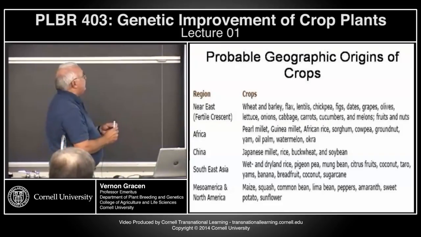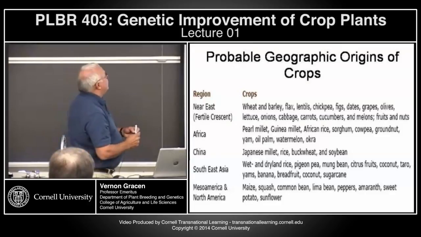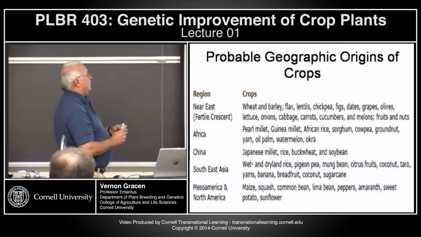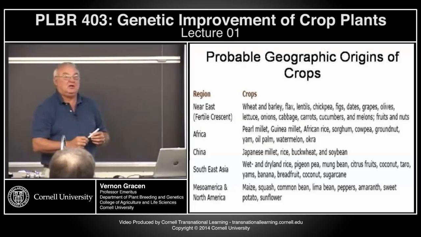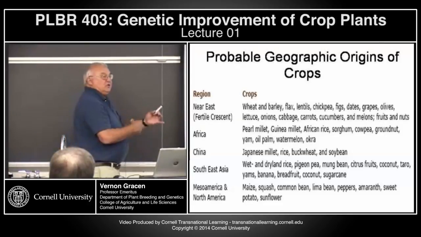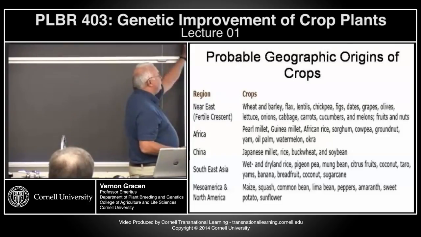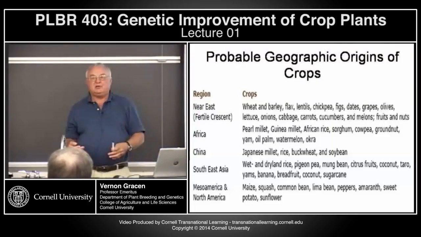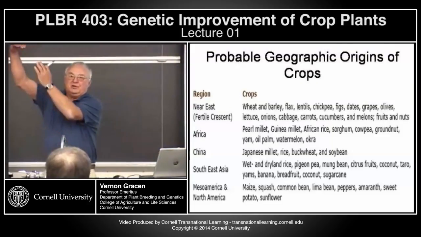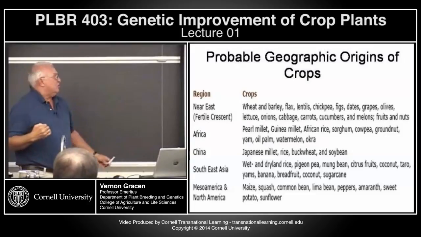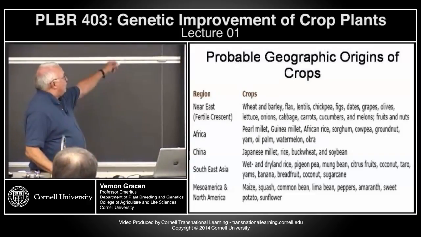So the best we can do today is say, well, here's some probable geographic origins of some of our crops. Although most of these crops probably moved to other places and were selected as different localized gene pools in those places. And I won't go through this list.